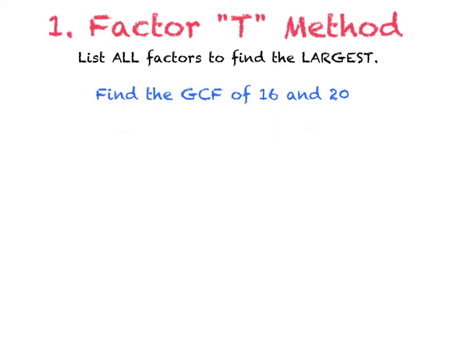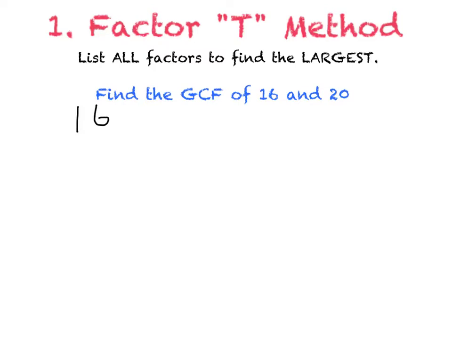We're going to try another example using the factor T method, because this is probably something you can do on your own now. We spent a lot of time looking at the factor T when we first studied factors a couple days ago. So feel free to pause the video and see if you can list all the factors and identify the greatest common factor of the numbers 16 and 20. And then when you're ready, restart the video and you can follow along as I go through how to use this method for this pair of numbers.